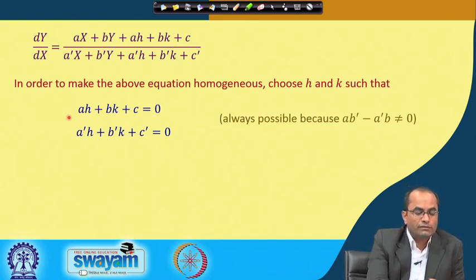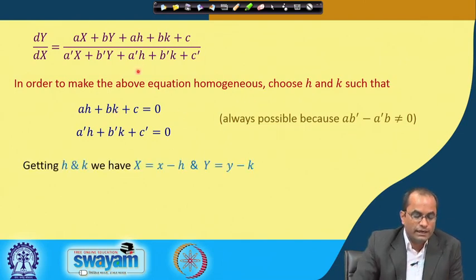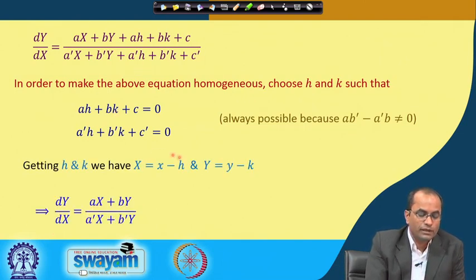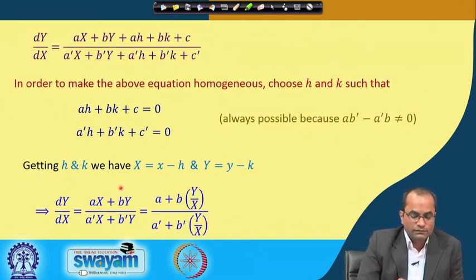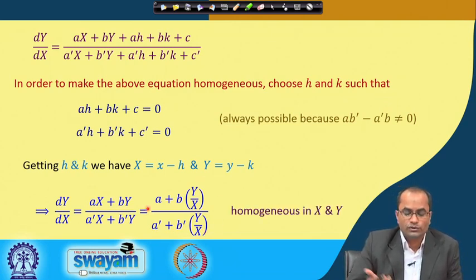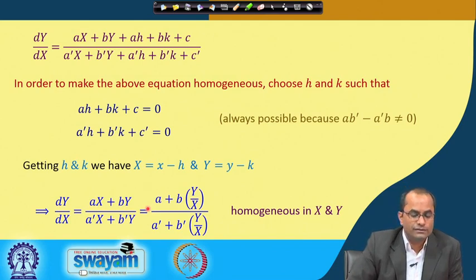So, here we will get the values of h and k such that these terms vanish, and then we have these relations which we have substituted. So, our equation will convert now to dY over dX equal to a X plus b Y over a prime X plus b prime Y, and this is a homogeneous equation which we can write in the Y over X form, homogeneous in X and Y, which we can solve using the technique which we have discussed earlier.